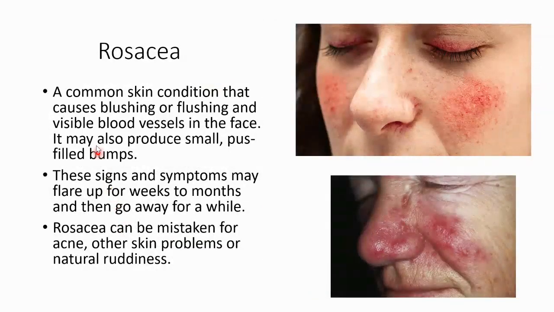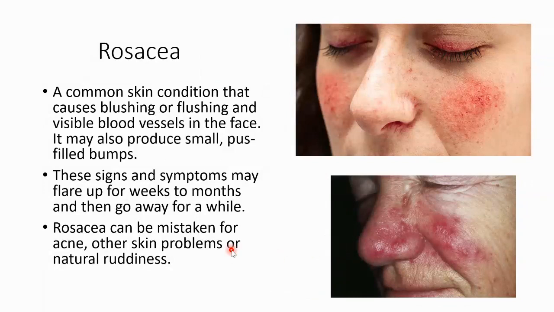The next one is rosacea, a common skin condition that causes blushing or flushing and visible blood vessels in the face. You can see the blood vessels in her face here. It may also produce small pus-filled bumps. These signs and symptoms may flare up for weeks or months, and then maybe they go away for a while. And it can be mistaken for acne and other skin problems, or it might just look like somebody has ruddiness, which is a red face.